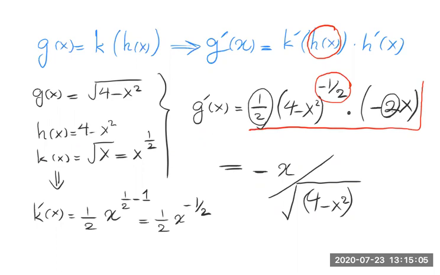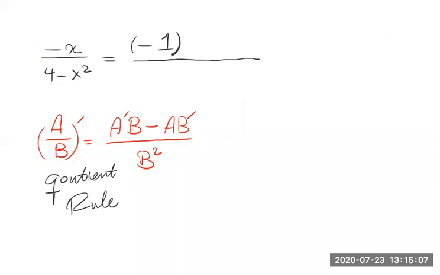So we should first take derivative. So what does this thing tell us? This quotient rule tells us when we have a over b, the derivative of this fraction would be derivative of numerator times denominator minus numerator times derivative of denominator over denominator squared.